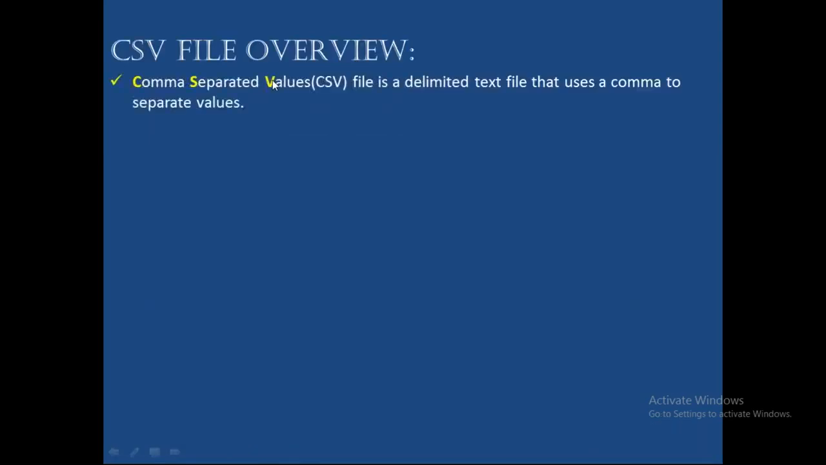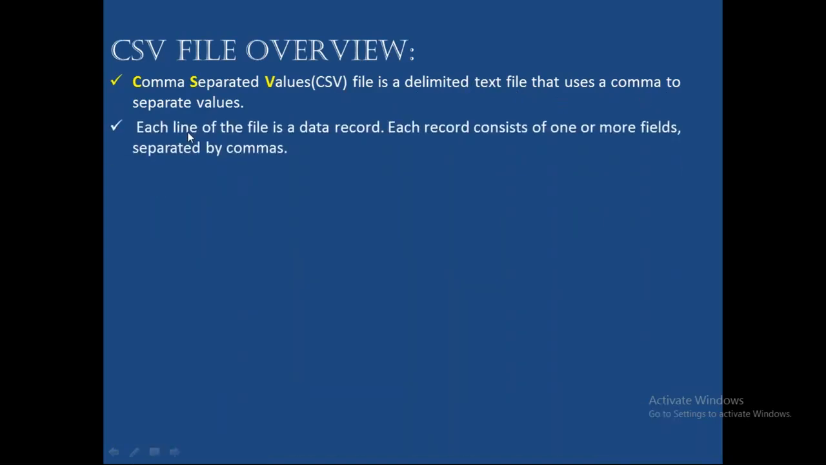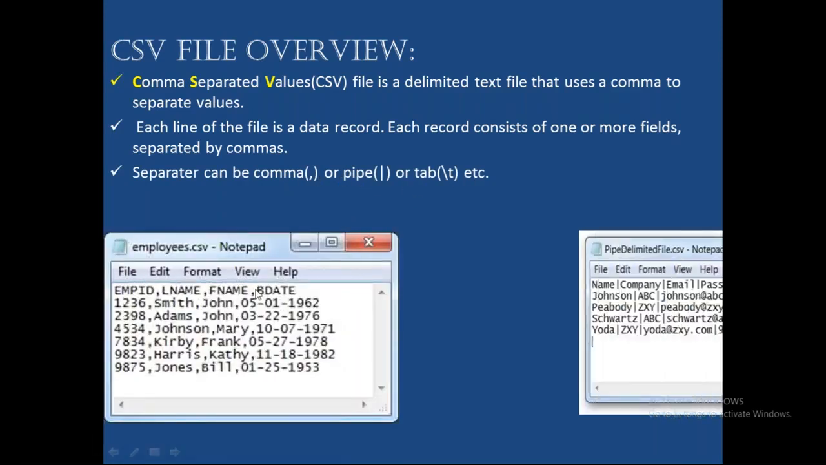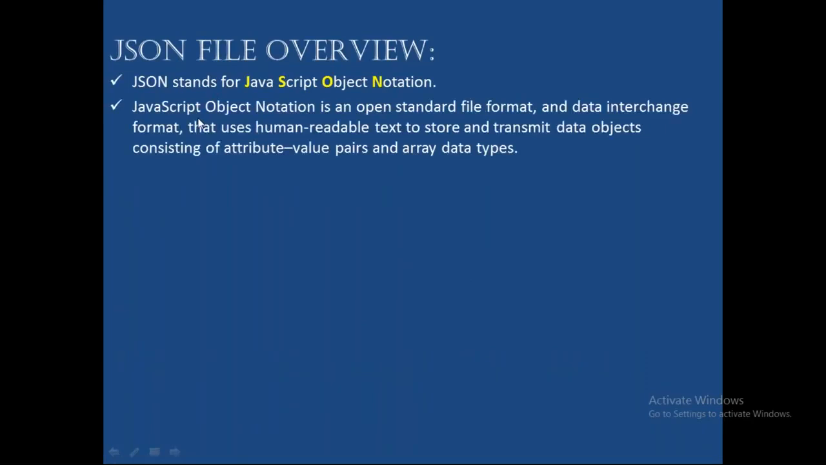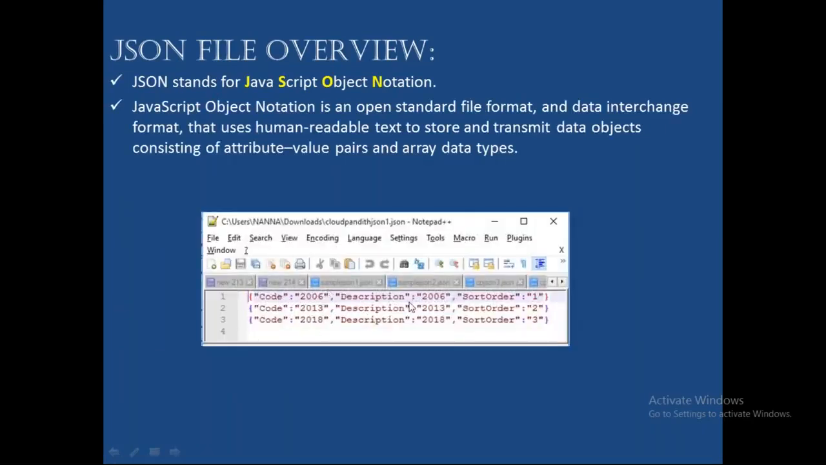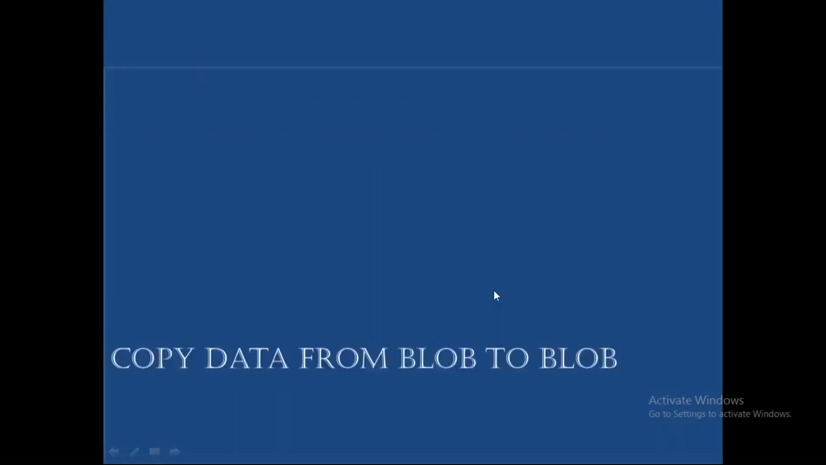So we know CSV is nothing but a comma separated value file. It's a delimited text file that uses a comma to separate values. It can be a comma or it can be a pipe or tab or question mark, anything we discussed. Delimiter can be anything. And each line of the file is a data record. Each record consists of one or more fields. All these fields are separated by commas. And the separator can be a comma, pipe or tab. We have seen it can be comma or tab or pipe. Okay. Next. JSON files also we have seen. JSON stands for JavaScript Object Notation, and we have seen JSON is nothing but you will have a key and value pair. Okay, we discussed this.